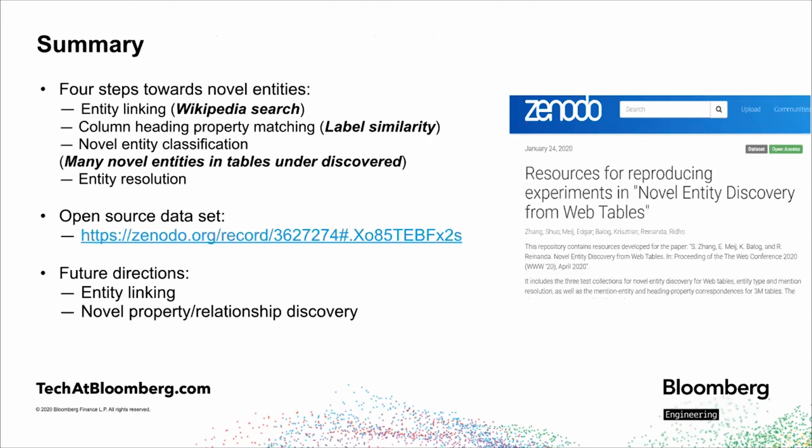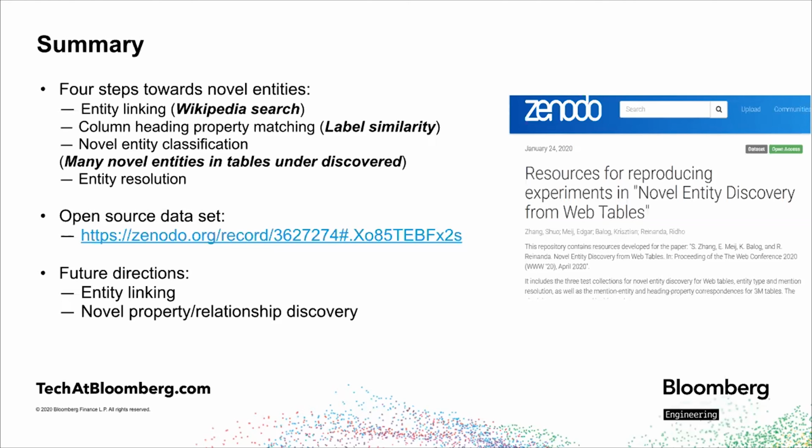Now here's a summary. We plan to discover new entities from web tables for knowledge base population, and we do it step by step because given the raw tables at the beginning, we don't know where we can end up. That's why we want to have good control of each step. For unlinking, I encourage using Wikipedia search for candidate selection. For column heading property matching, do consider label similarity, although it's very intuitive. And null entity classification verifies the original idea that there are many null entities in the tables, undiscovered. And we have a very good solution for entity resolution.